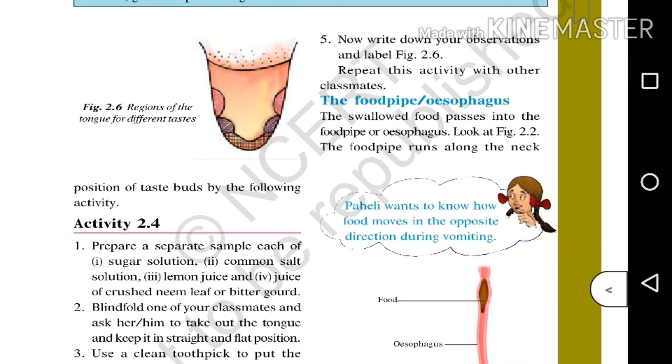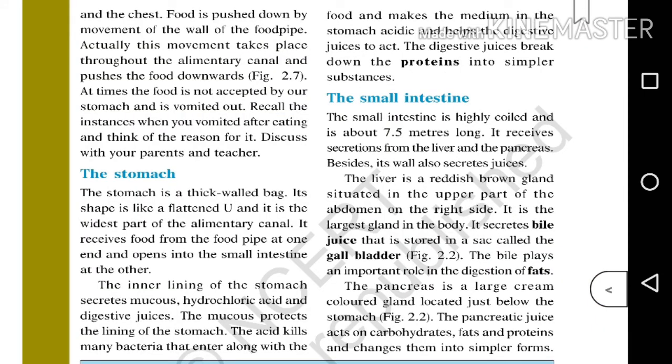The food pipe or esophagus. The swallowed food passes into the food pipe or esophagus. Look at figure 2.2. The food pipe runs along the neck and the chest. Food is pushed down by the movement of the wall of the food pipe. Actually, this movement takes place throughout the alimentary canal and pushes the food downwards.